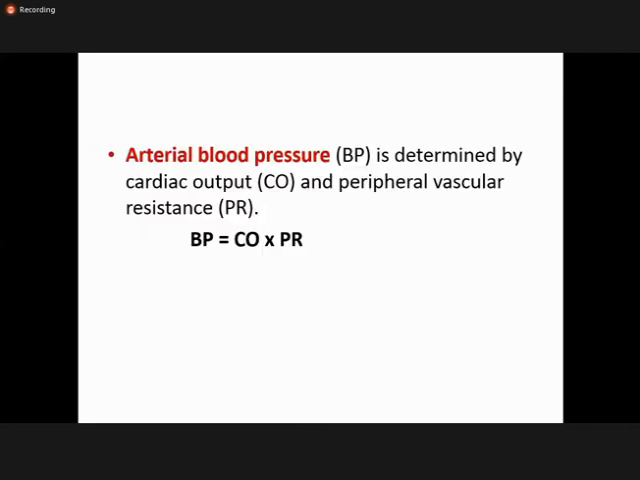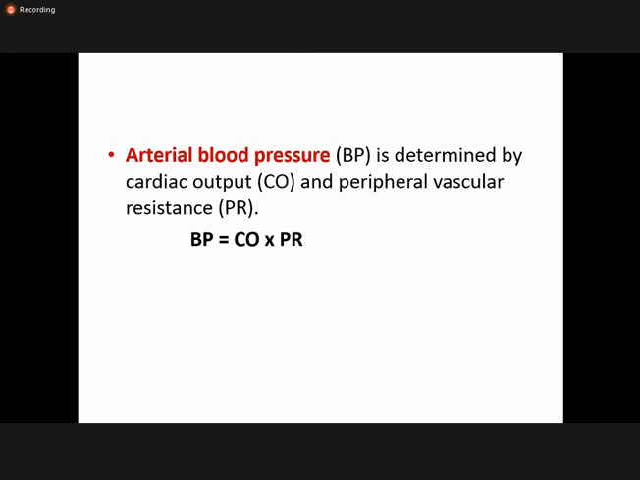So first of all, we must know that arterial blood pressure is determined by the cardiac output and peripheral vascular resistance. This is important. That means if cardiac output increases, it will increase the blood pressure. Or if there is an increase in the peripheral vascular resistance, that will also increase the blood pressure. And how is cardiac output going to increase? There are different reasons, but mainly cardiac output increases due to activation of which autonomic nervous system?